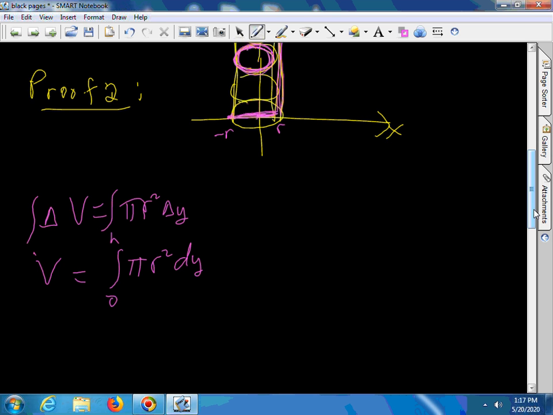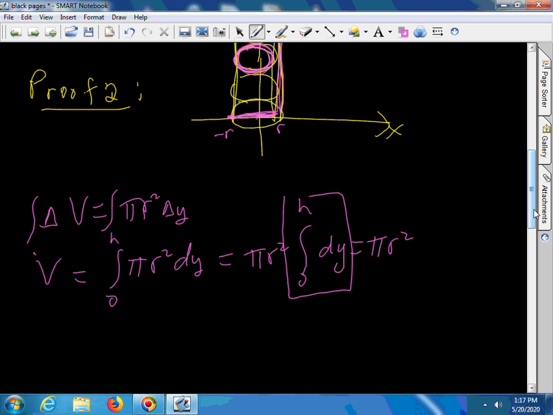Now, pi r squared is just a constant. So it's just the integral of dy from 0 to h. And just like before, this integral is just h. So once again, the volume of a cylinder is pi r squared h. I'm not making this stuff up.